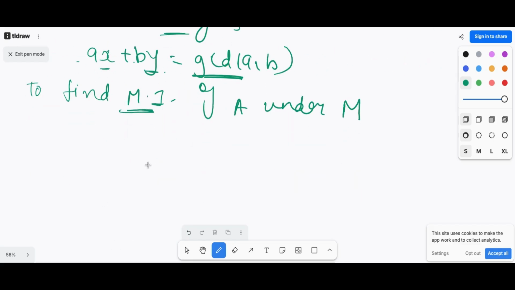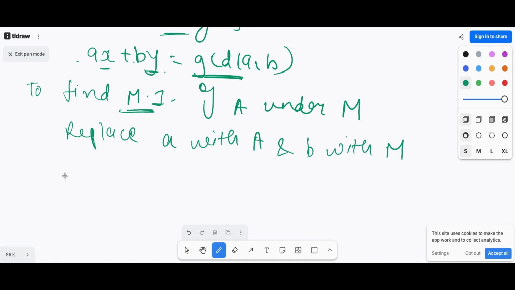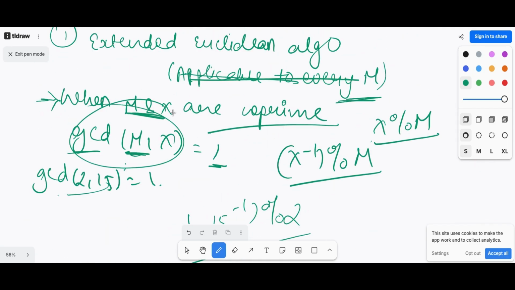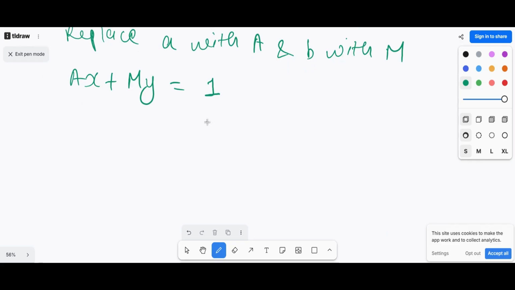Then I need to replace the small a with capital A, because that's what I have to find the multiplicative inverse of, under which modulo, and small b with capital M. So my equation is capital Ax plus My is equal to 1, and we have already said that this is possible only if they are co-prime, the number whose multiplicative inverse we have to find and that particular modulo. So this is possible only when Ax plus My is equal to 1.